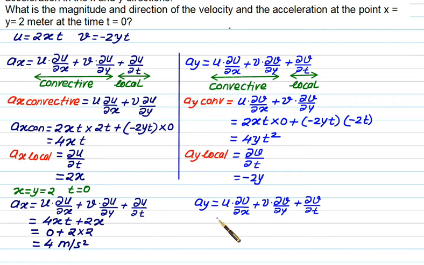Similarly, the acceleration along the y direction is u ∂v/∂x + v ∂v/∂y, which equals 4yt², plus ∂v/∂t, which equals −2y. We have to calculate this value again at x = 2, y = 2 and t = 0. So the first term will vanish. The second term is −2 times y, which will be equal to −4 meters per second squared.